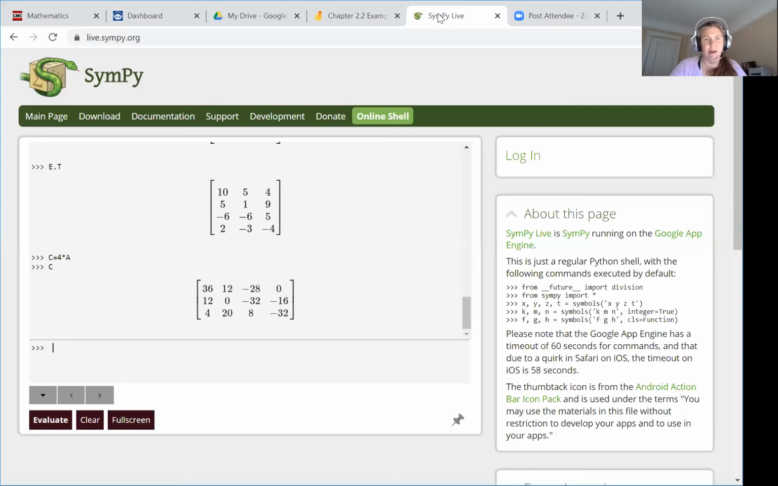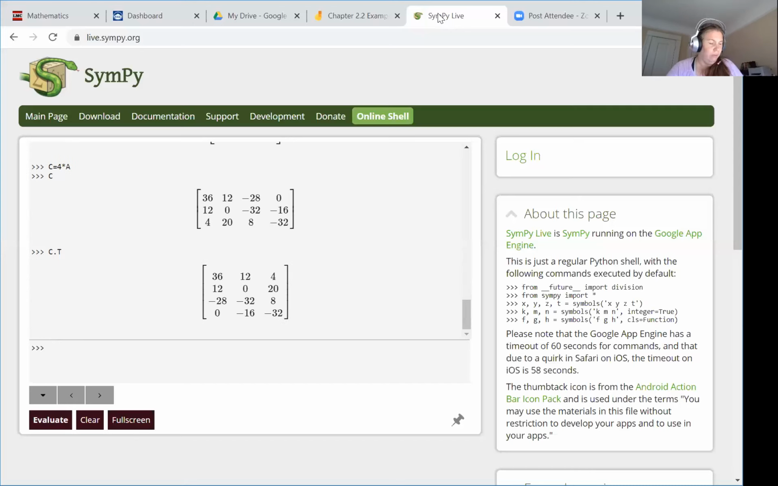So that just took all the entries of A and multiplied them by 4. And then I want to see what C transpose is. So this is the left side of property 3, the scalar multiple transposed. And now I'm going to do 4 times A transpose, and A transpose was what we call D. So 4 times D also gives me the same results. So we verified here matrix property 3.